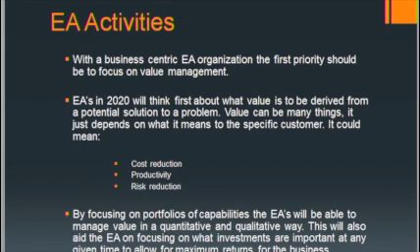Enterprise architecture activities. With a business-centric enterprise architecture organization, the first priority should be to focus on value management. Enterprise architecture in 2020 will think first about what value is to be derived from a potential solution to a problem. Value can be many things. It depends on the customer and the business, and it could be cost reduction, productivity, or risk reduction.